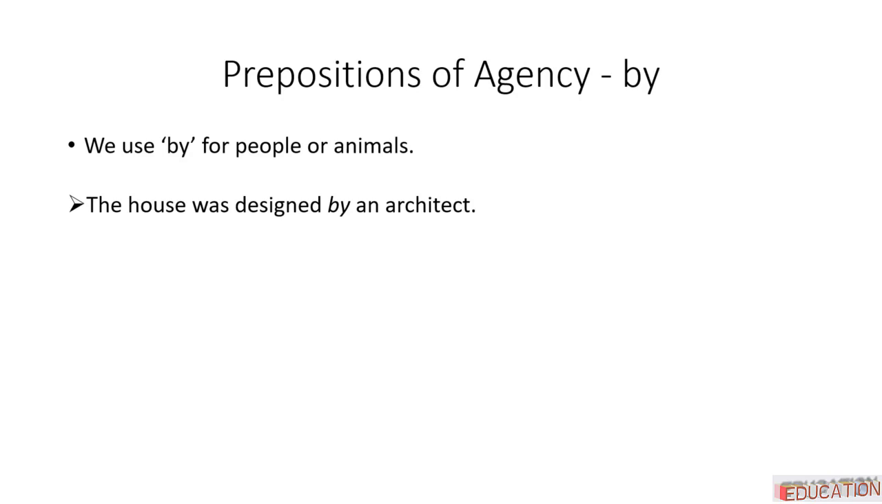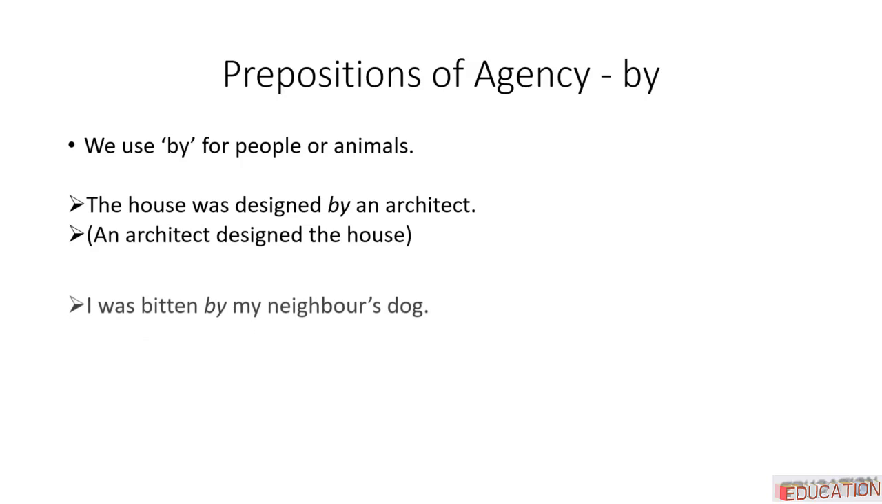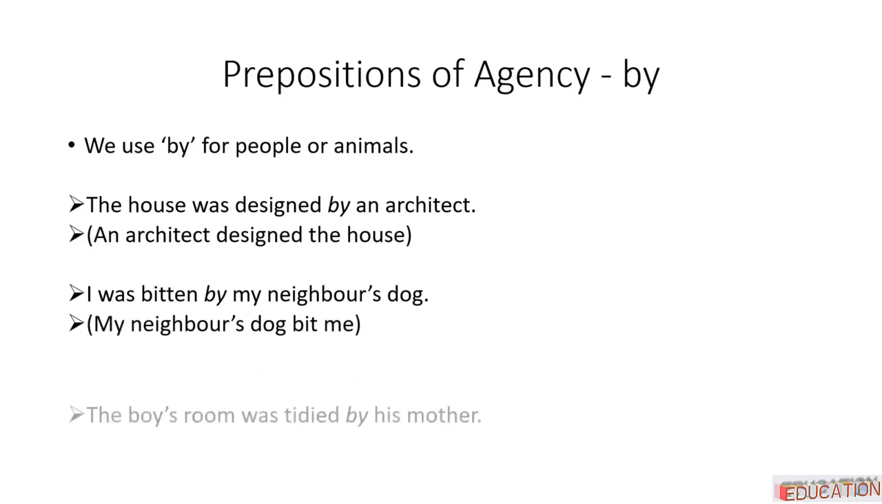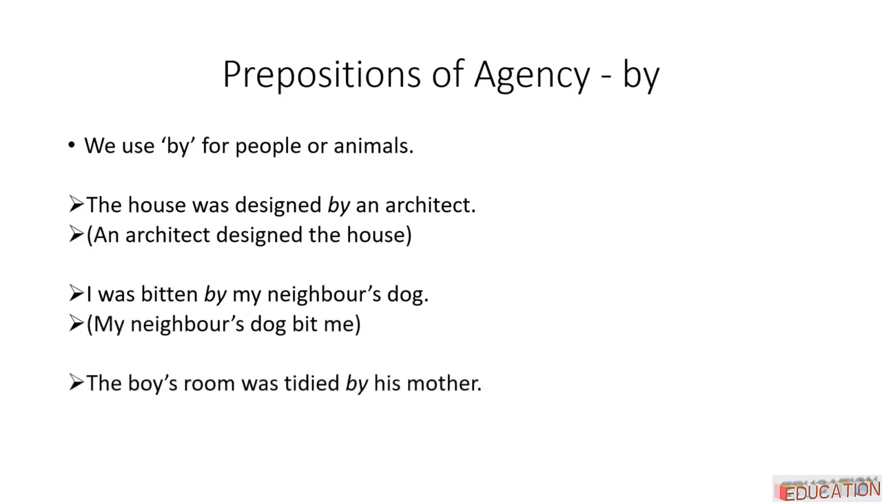Passive voice. The active voice version, an architect designed the house. I was bitten by my neighbour's dog. Passive. The active, my neighbour's dog bit me. The boy's room was tidied by his mother. Again, another passive voice example. The active voice version would be the boy's mother tidied his room.